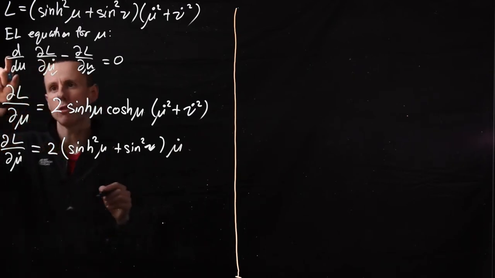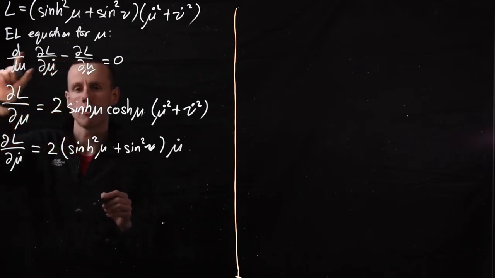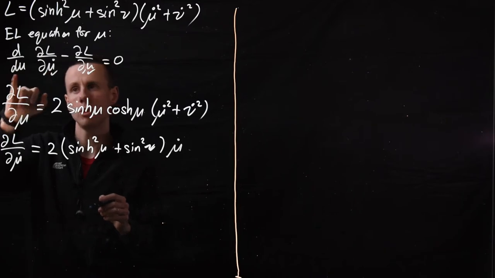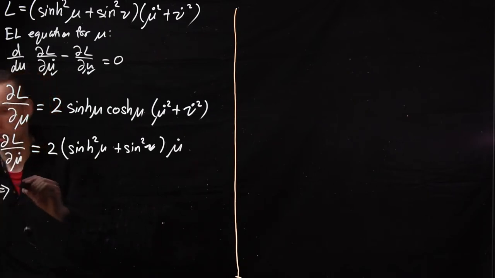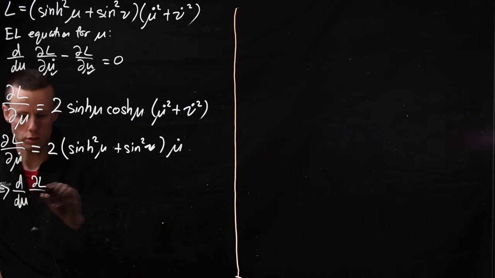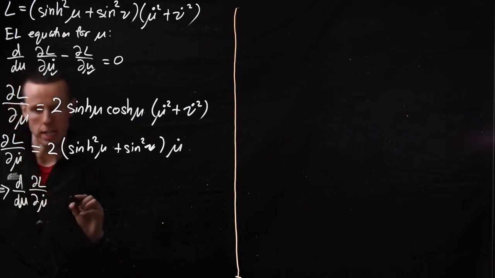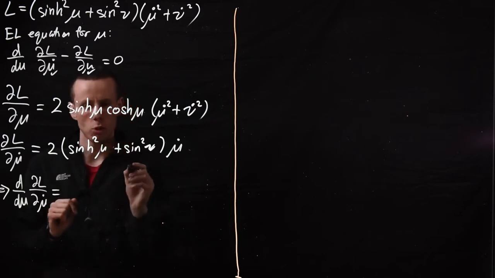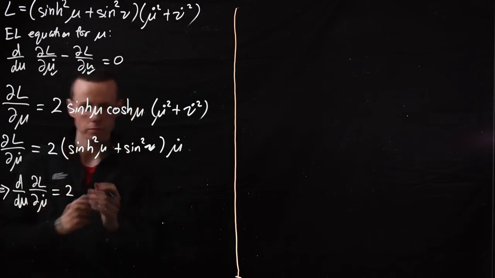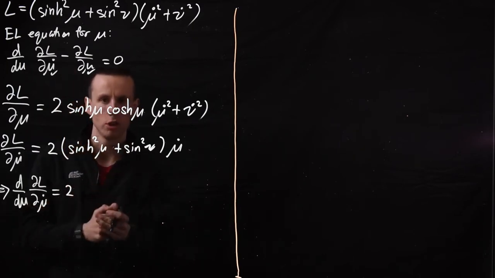And then I have to take a total derivative with respect to u, so the parameter of the geodesic, of this thing that I've just found, dL by d mu dot. So therefore, d by du of dL by d mu dot will be, so d by du of this. So we're going to have that factor of 2. And then we have to use product rule.